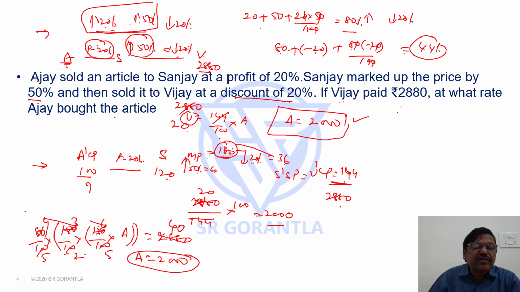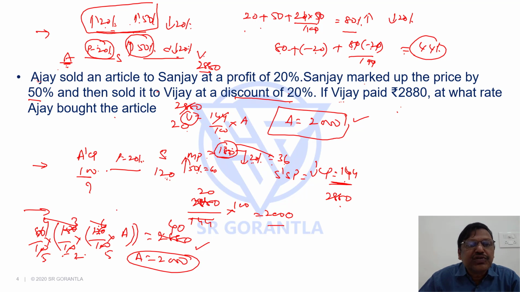You can do any one of these three approaches. The successive growth formula, using 100 rupees as an example, or the third one, just keep writing the percentages. You get the answer, right? These two examples explain successive sales.